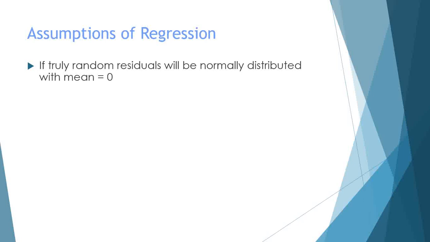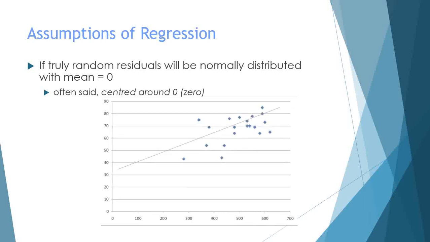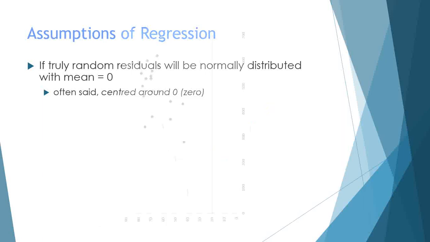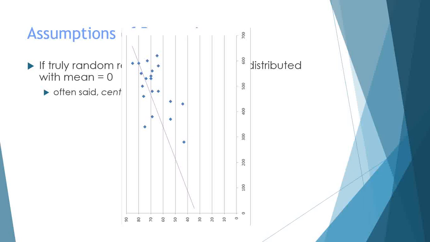Alright, so if it's truly random, then the residuals will be normally distributed with a mean of 0. It's often said that it's centred around 0. So we've got here a nice graph. This is from the GRE data set that we looked at in the lectures. You see there we've got a regression line, and it's going to look pretty tricky, but I'm going to twist it 90 degrees on its side.